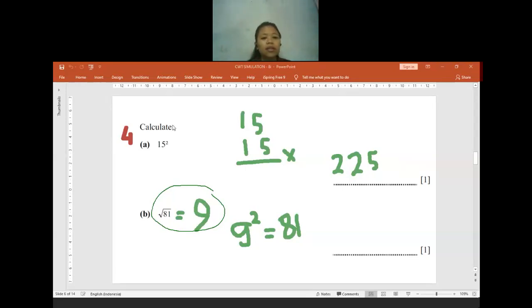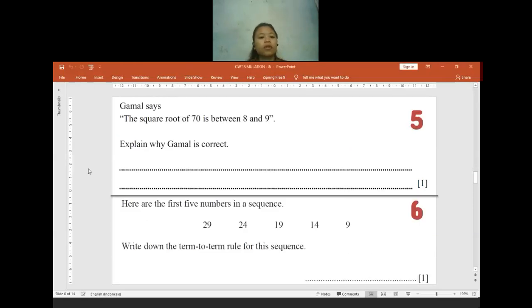Is there anyone who has any difficulties for question 4? Nope. Okay, if no one has questions, I'll continue to question 5 and 6.